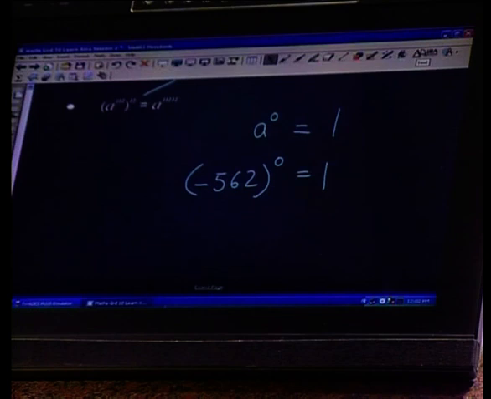The reason this happens is because the negative actually forms another number. So you've got negative 1 times 562, and that's the whole number. If I make it negative 562 to the power of 0 without the brackets, I've got negative 1 times 562 to the power of 0, so only the 562 is to the power of 0. Let's move on to some example questions.